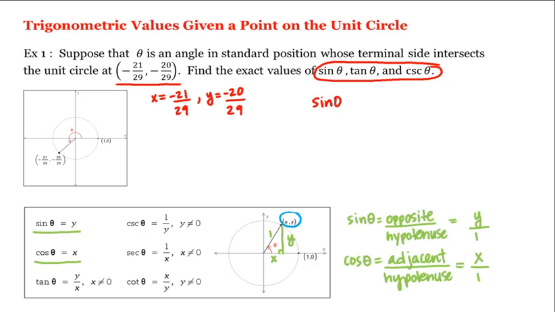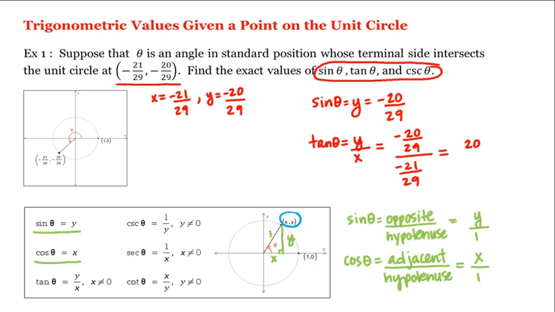Namely, sine of theta is equal to the y-coordinate of this point, which is negative 20 divided by 29, and tangent of theta is equal to the y-coordinate divided by the x-coordinate, which is equal to negative 20 divided by 29 divided by negative 21 divided by 29, which is equal to, the 29s will cancel as well as the negatives, and we get 20 divided by 21.